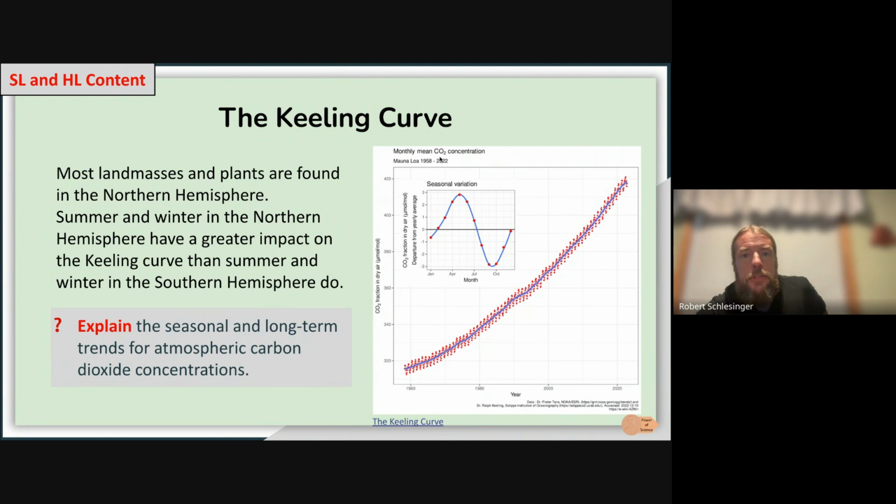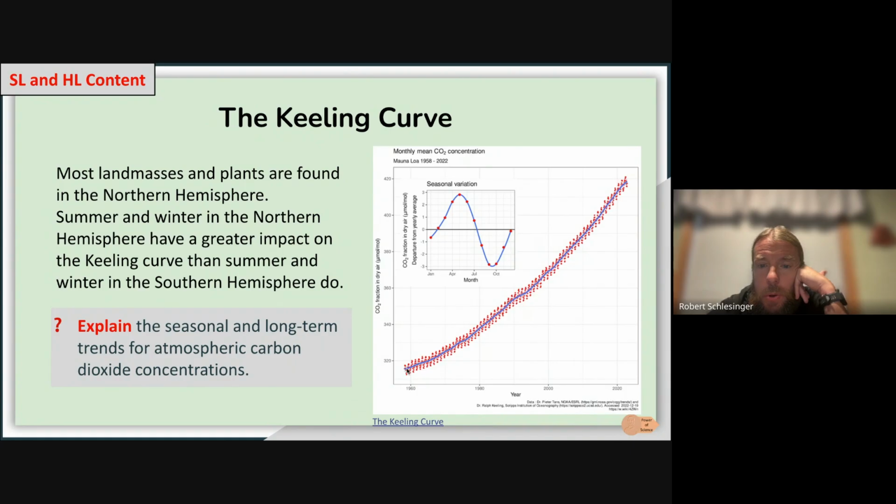And so it says monthly mean of carbon dioxide concentration. Even though the axis lists years along the bottom, we know that it's actually going to be measured in 12 different increments per year. And then on the y-axis, you have the CO2 fraction in the year, and this is a relatively small amount, but it has a huge impact in inhibiting those greenhouse gases from escaping back out into the atmosphere.